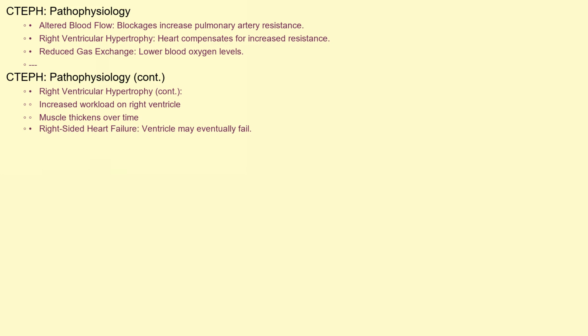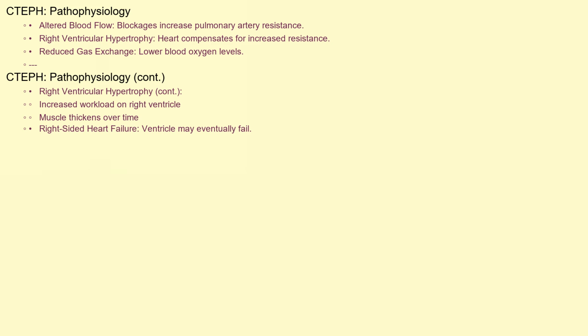Now, let's delve into the pathophysiology. CTEPH fundamentally alters the normal flow of blood through the lungs. The persistent blockages from the organized blood clots cause increased resistance in the pulmonary arteries. To compensate, the right side of the heart, responsible for pumping blood to the lungs, must work harder. This increased workload leads to right ventricular hypertrophy, meaning the muscle thickens. Over time, the right ventricle may fail, leading to right-sided heart failure.